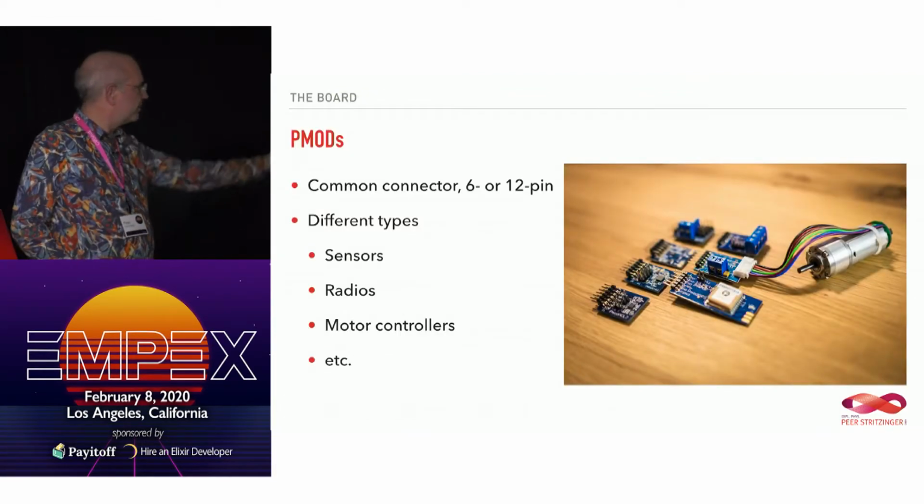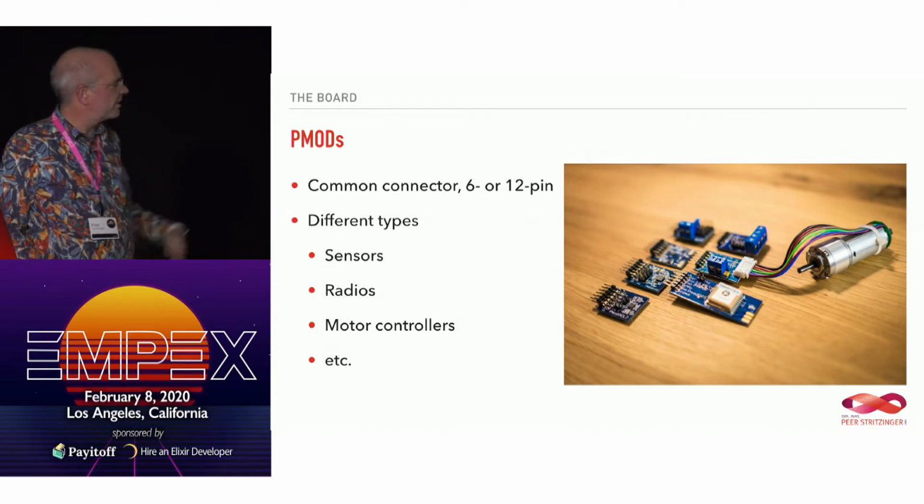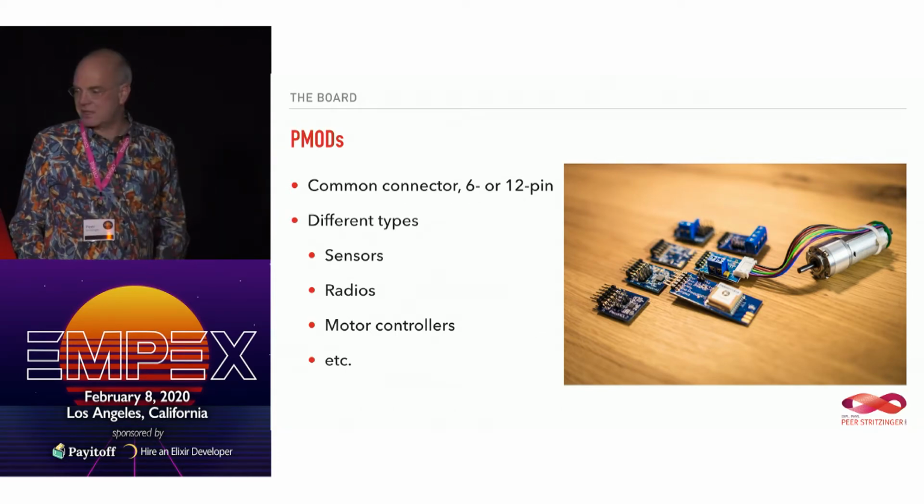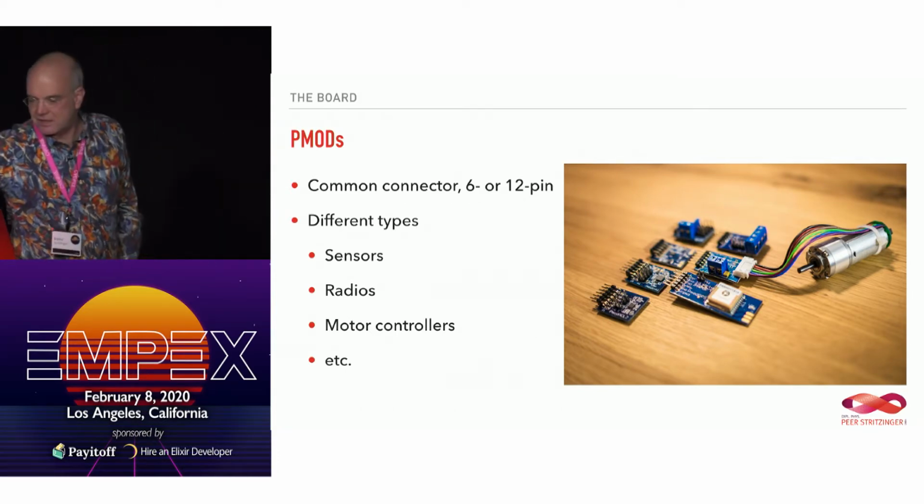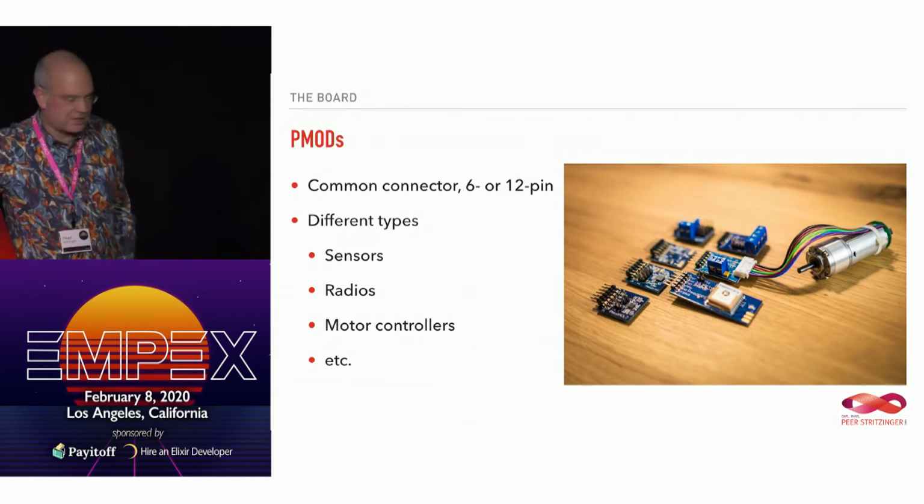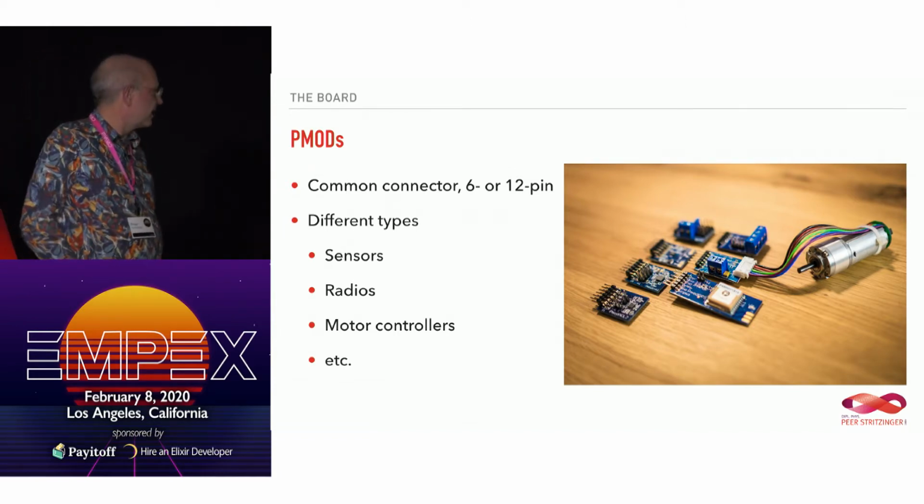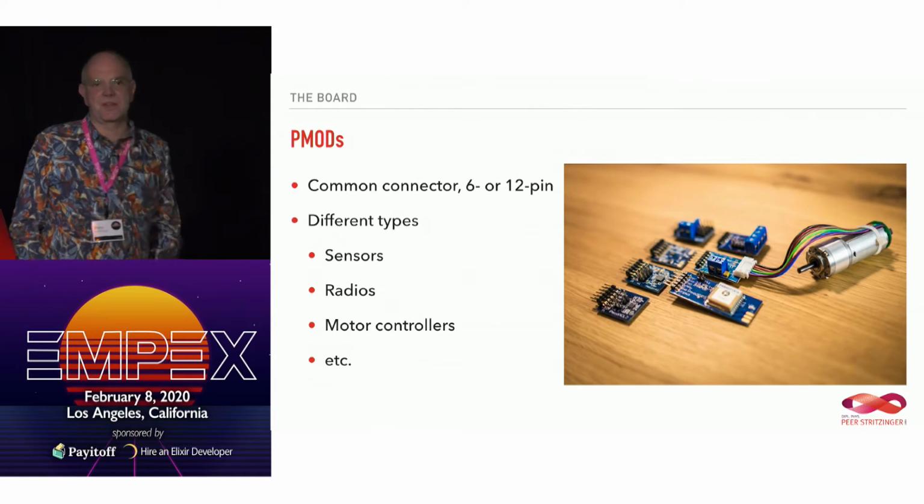Yeah, like showing you a few more P-mods. So the motor one, that's a motor driver basically. So you can attach a battery and then you can let this motor run forward and backward and set its speed. You get sensors, radios, motor controllers, everything.